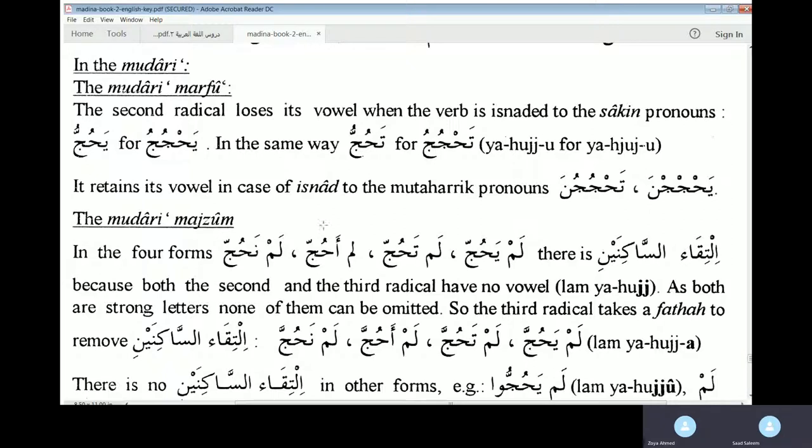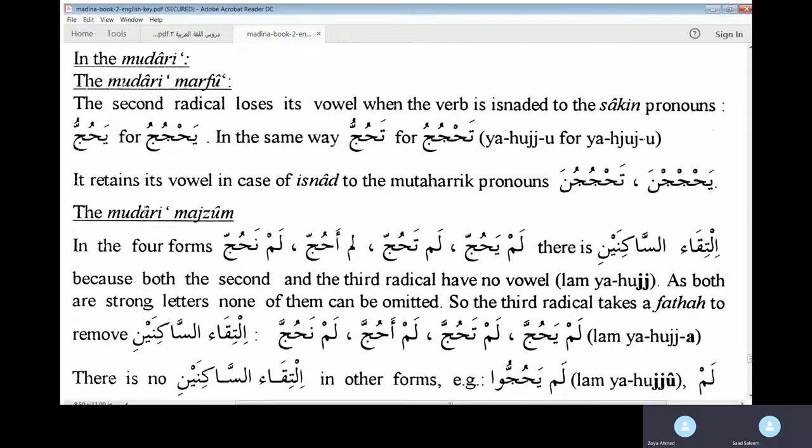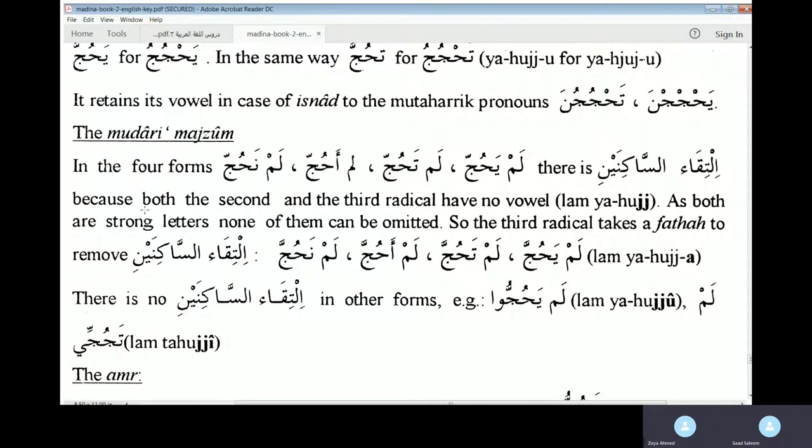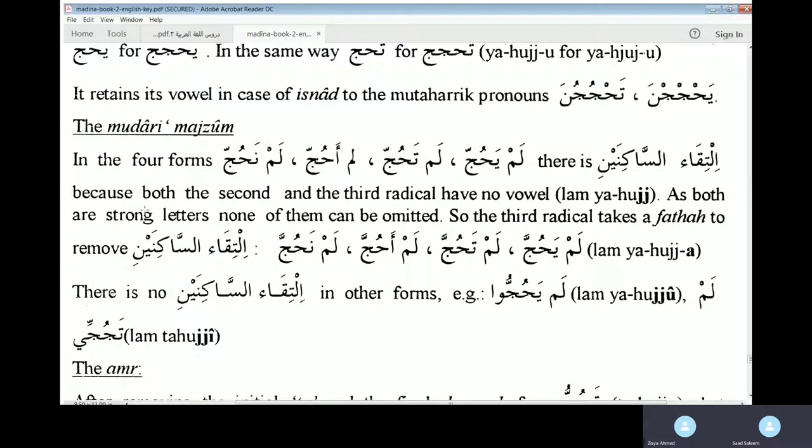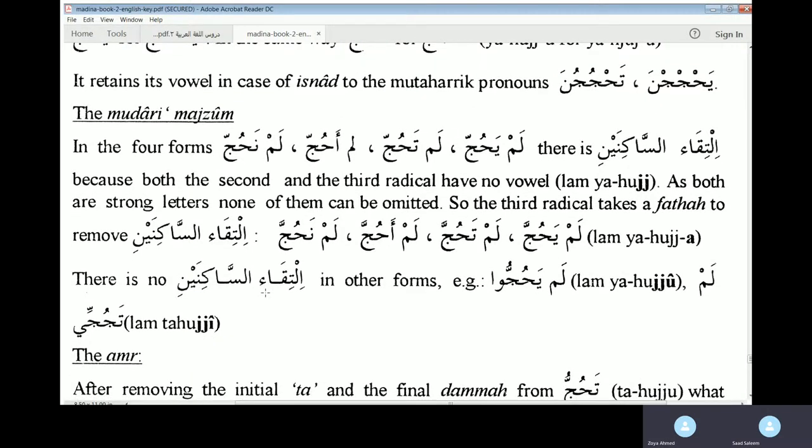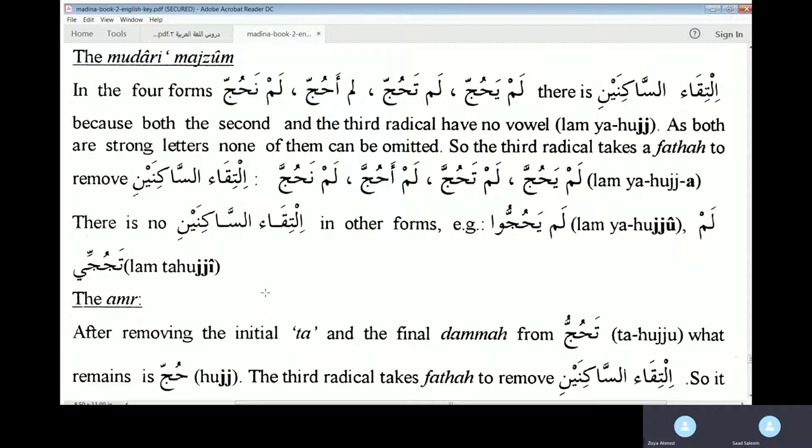The muzari majzum in the four forms: lam yahujju, lam tahujju, lam ahujju, lam nahujju. There is iltiqa sakinain because both the second and the third radical have no vowel. As both are strong letters, none of them can be omitted, so the third radical takes a fatha to remove iltiqa sakinain: lam yahjuj, lam tahjuj, lam ahjuj, lam nahjuj. There is no iltiqa sakinain in other forms.